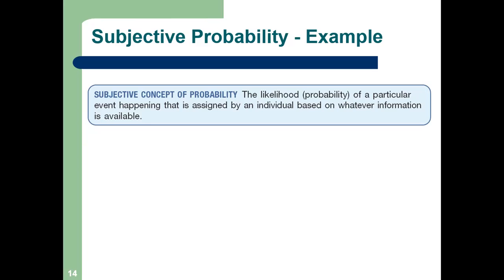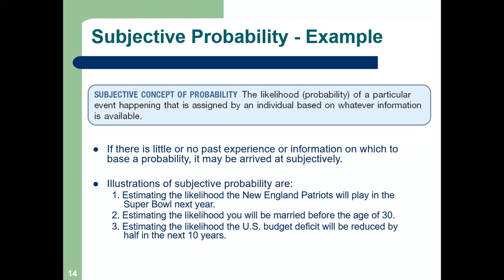Subjective probability does not have any specific way or technique to measure the probability. Rather, it depends on experience. It depends on gut feeling. It depends on whatever information is available. When we don't have any past information, or we don't have any specific way to find out the possibility that something will happen, we have no information about that event, then we use subjective probability.